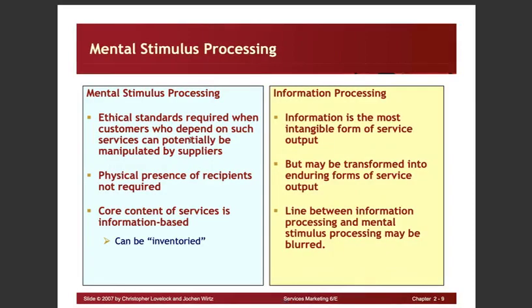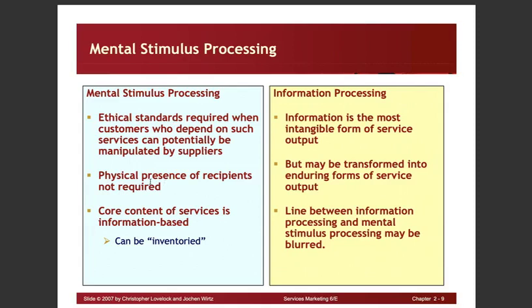And how about mental stimulus processing? Okay, the example of education, right? Education or training. So ethical standards are required when a customer who depends on such service can potentially be manipulated by suppliers. So it means that the ethical standard, for example, for education in Indonesia, at university level, we have the National Accreditation Board, or we call it BAN-PT, also called Badan Akreditasi Nasional Perguruan Tinggi. So it is an ethical standard, and also many other ethical standards. And then physical presence of recipients is not required for today.